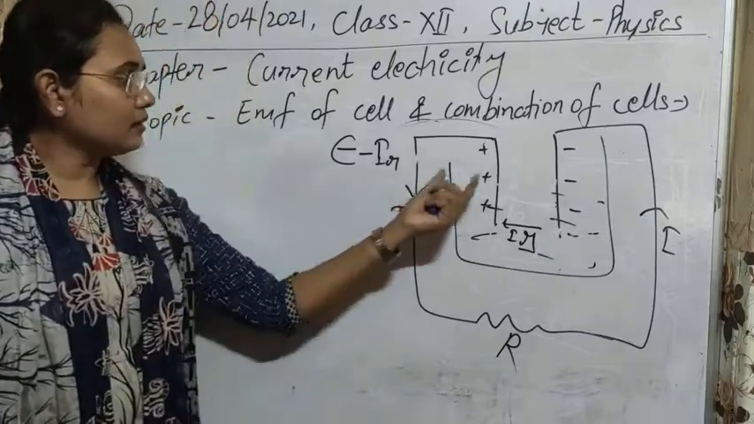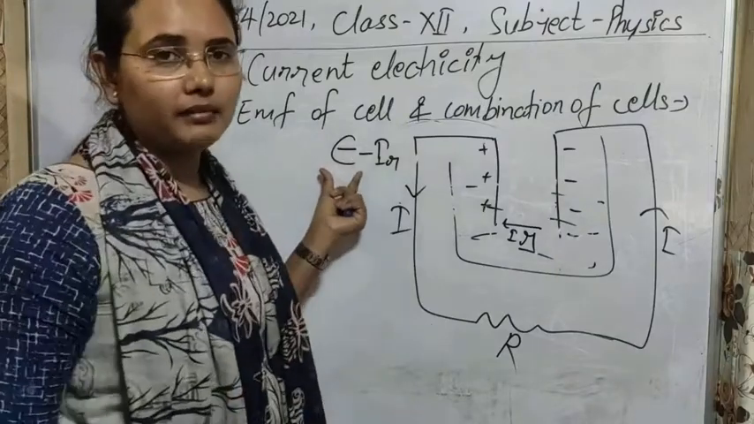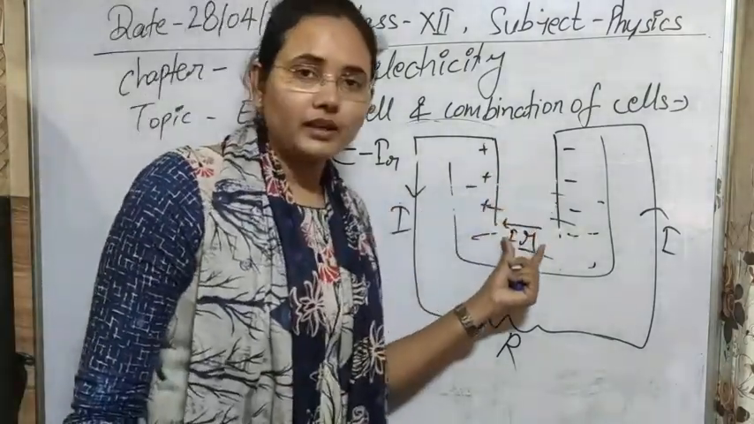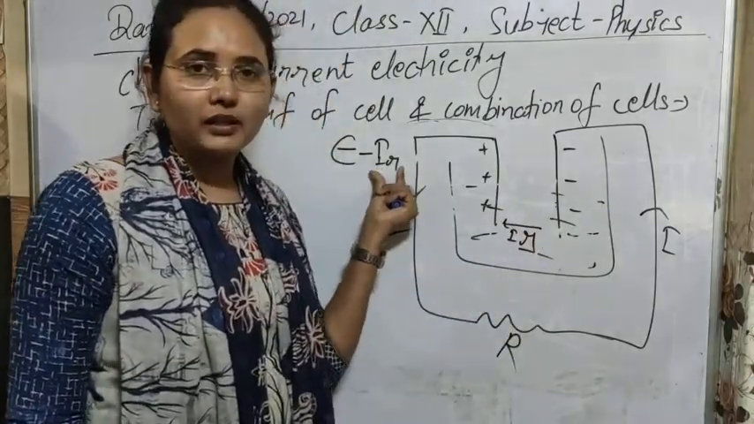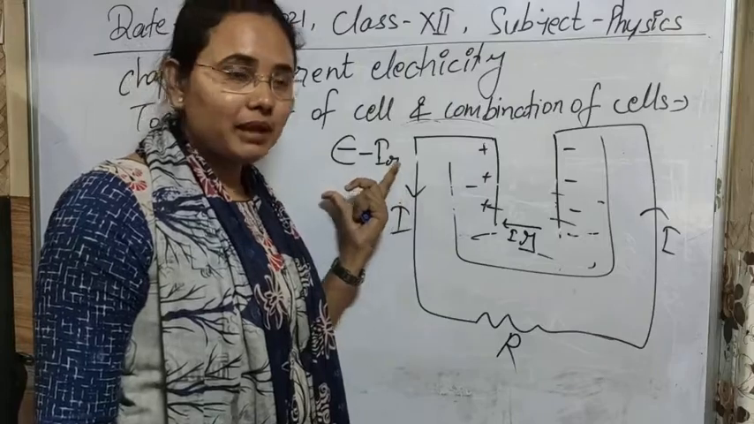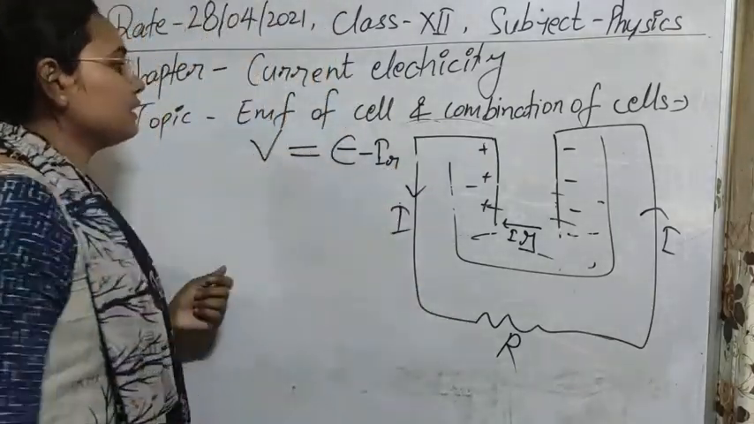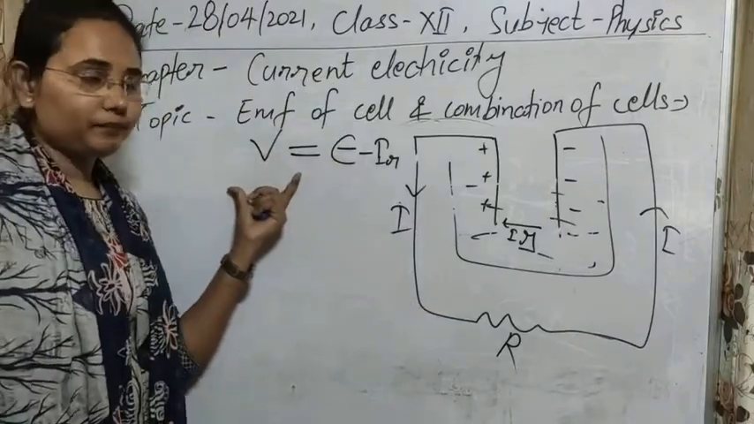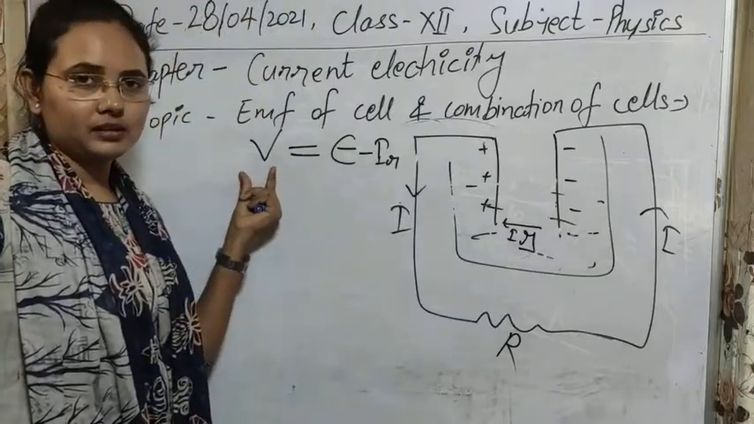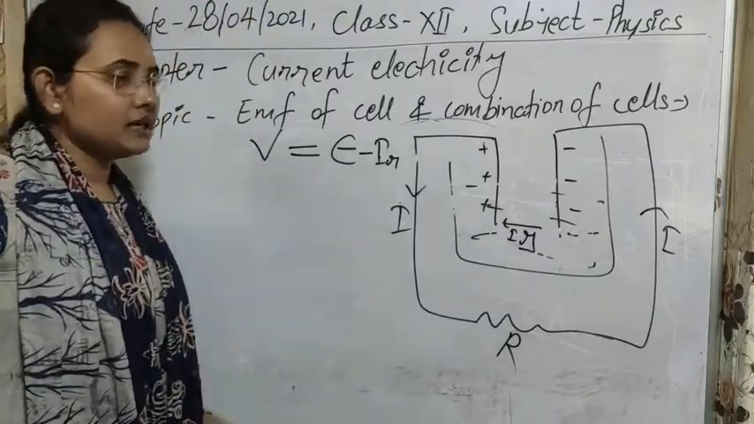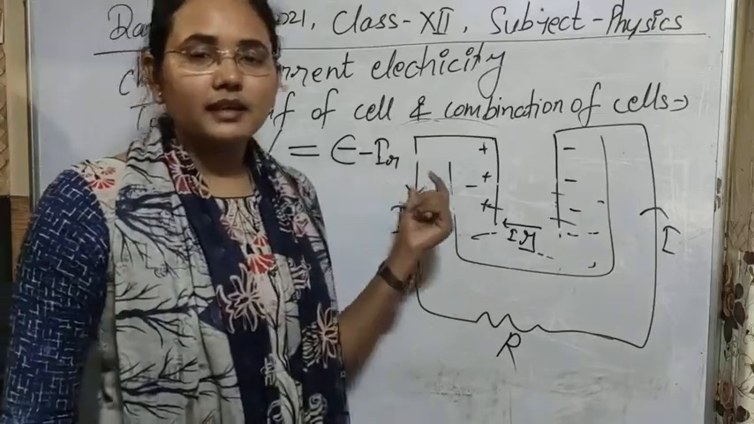So EMF was the greatest potential we had, and when current started to flow, due to its internal resistance this voltage is dropped, and the voltage remaining in the outer circuit is equal to this. So this is the potential that remains after the voltage drop in the cell, and that is known as its terminal potential. By the concept it is very easy to understand: terminal potential is always less than the EMF.